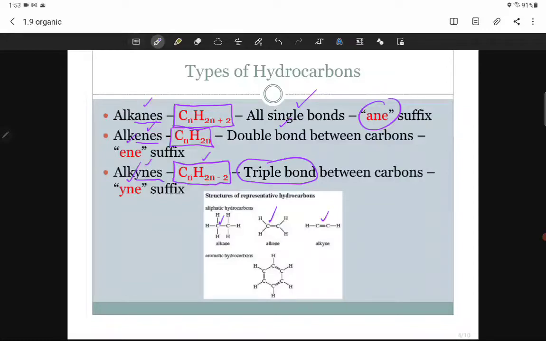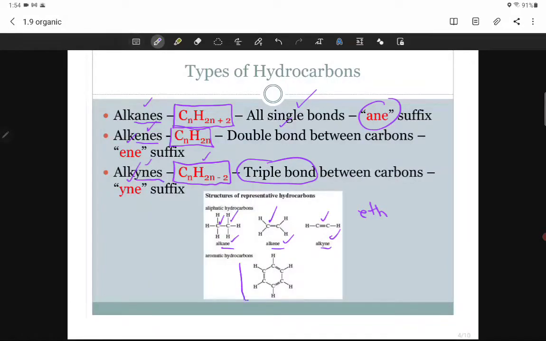If it contains a double bond, it's an ene. If it contains a triple bond, it's an yne. And if it has all singles, it's an ane. So here again are some Lewis dot structures of an ane, an ene, and an yne. And which of these would it be? I'm counting 2 carbons, so the prefix would be eth, and then the suffix would be ane here, ene here, or yne there.